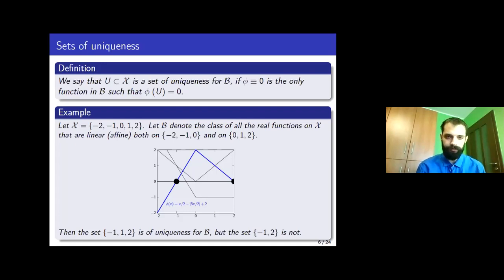So as an example, we can think about X being a set of 5 points, as seen below, from -2 to 2. And we may think about the class of all real functions on X which are linear, technically affine, both on the non-negative semi-axis and on the non-positive semi-axis. Here we can consider the set {-1, 1, 2}. Just as an example, this set is a set of uniqueness for this class. Why? Well, the set X is quite small, so we can just count it.